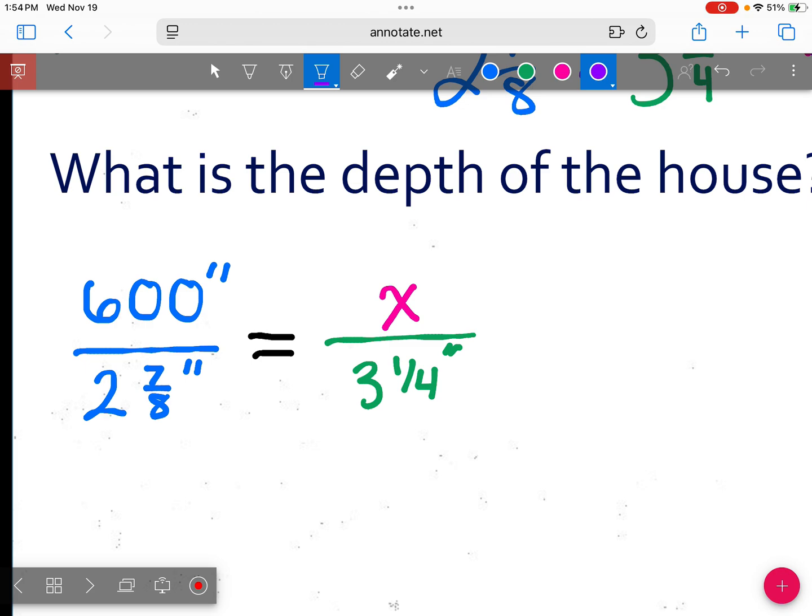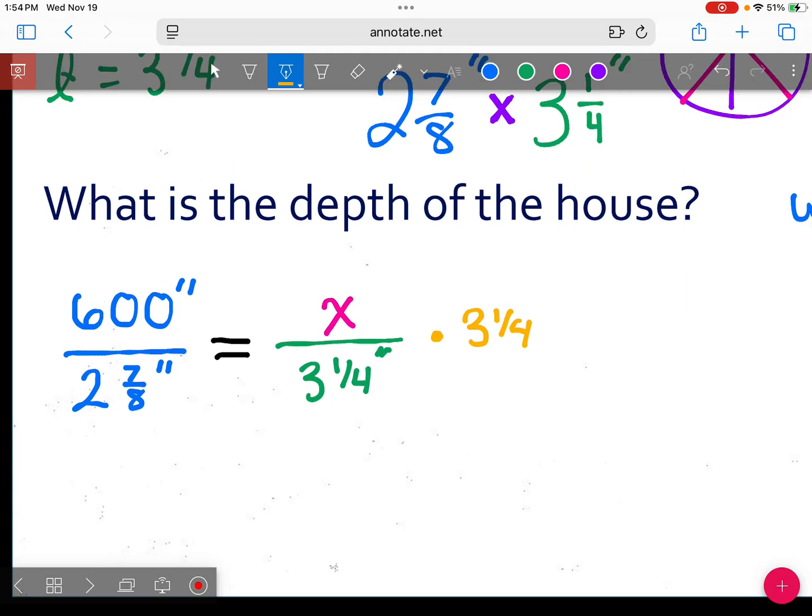We are trying to figure out what this number is. What number would be on top of this fraction if these things are set up the same, because they should be, because that's what it means to be a scale drawing. So what I can do is multiply both sides by 3 1/4 or 3.25. And that's going to cause my denominators to cancel out.